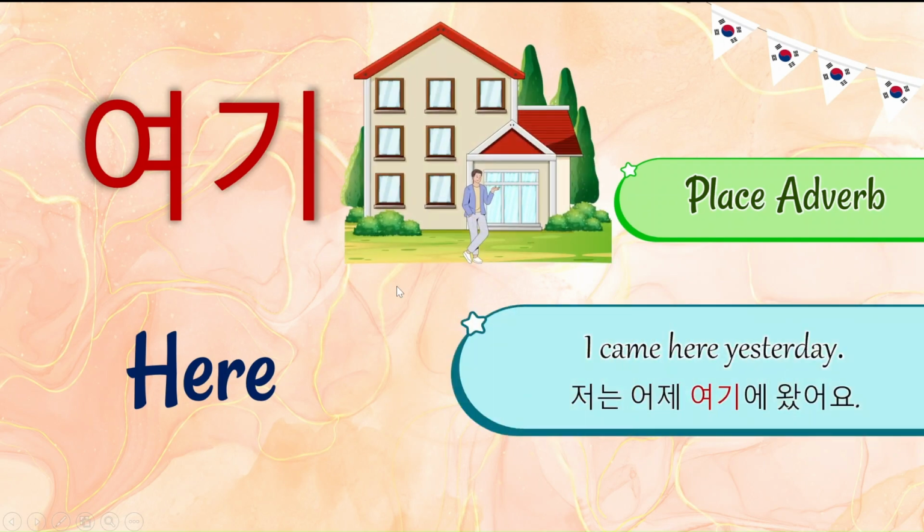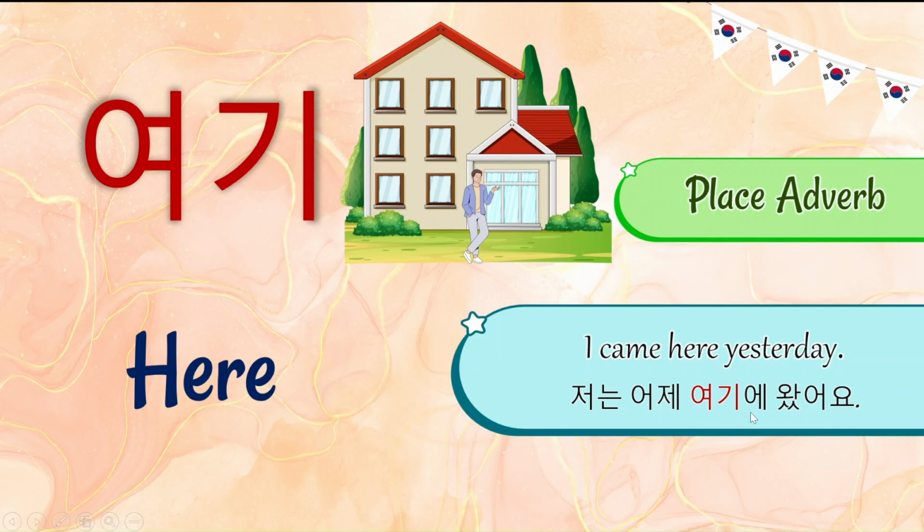Now let's look at this example sentence. I came here yesterday. 저는 어제 여기에 왔어요. I is 저는, yesterday 어제. To come 오다, past tense 왔어요. And you have to say came here yesterday. So to say here, we are using the adverb 여기.